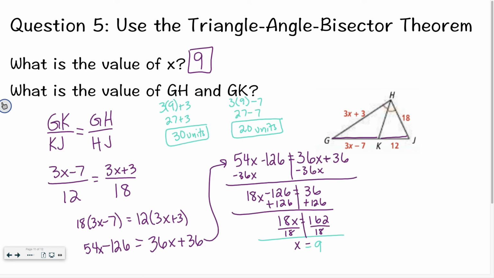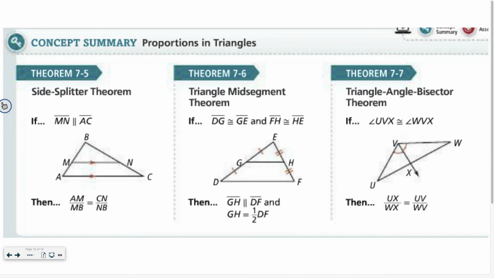All right, hopefully for this problem you got that X equals 9. All of the purple work shows you how I got to that answer. And then hopefully for GH you ended up with 30 units and GK you ended up with 20 units. If you have any questions at all, please be sure to reach out for some help.